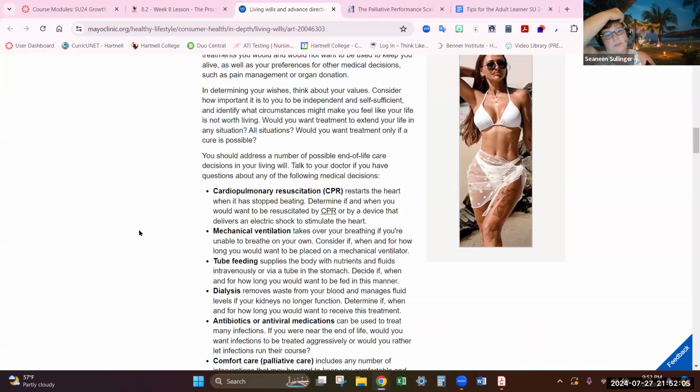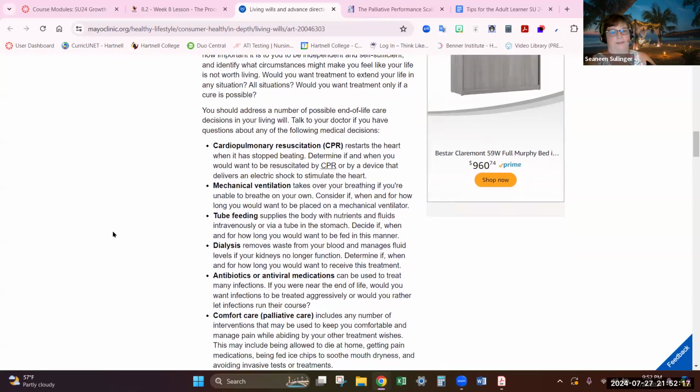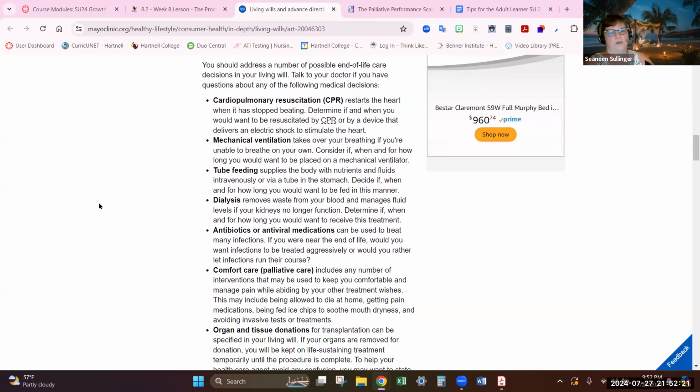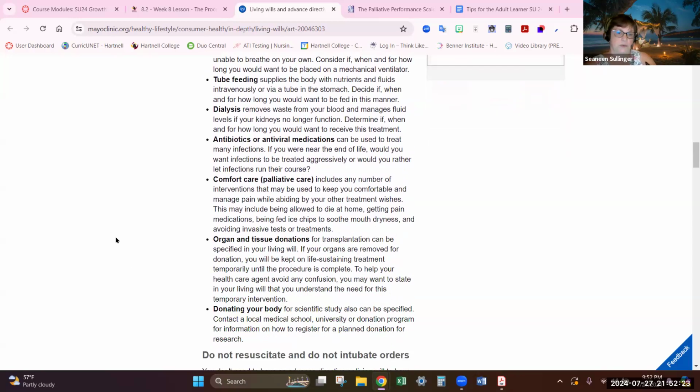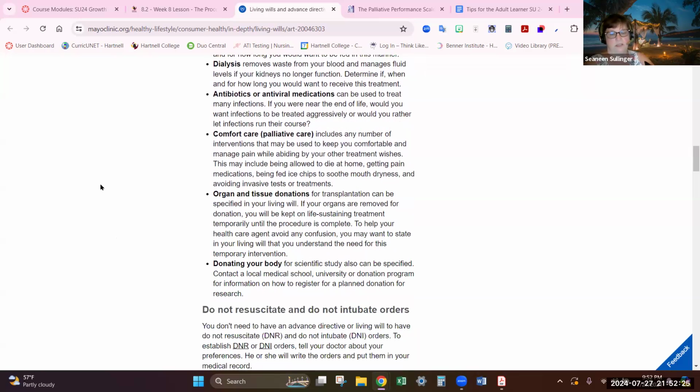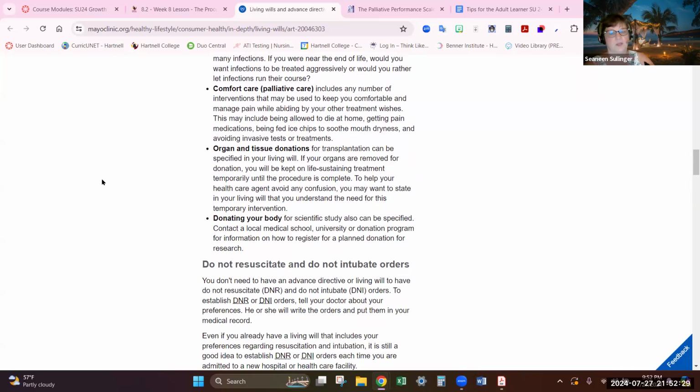And you want to talk about, do you want CPR? Do you want them to be doing chest compressions? And do you want to be on a ventilator? Do you want the feeding tube? Do you want them to do dialysis? Specific types of medications or palliative care? Do you want to donate tissue, donate your body to science? Those types of things are what is addressed in a living will.